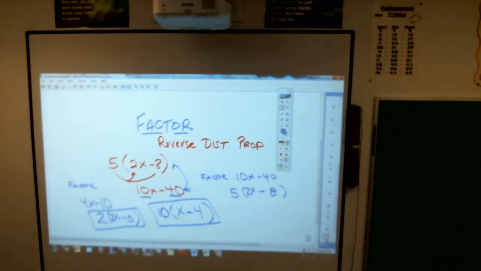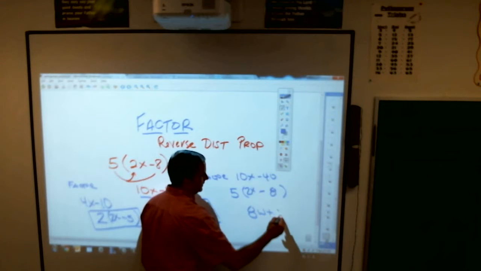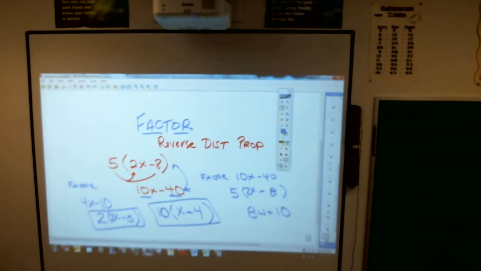Let me see if the book gives us another one here. Here's one. 8w plus 10. Factor that for me and tell me what you get. Tell me what you get when you factor that. What do you get if you factor that?